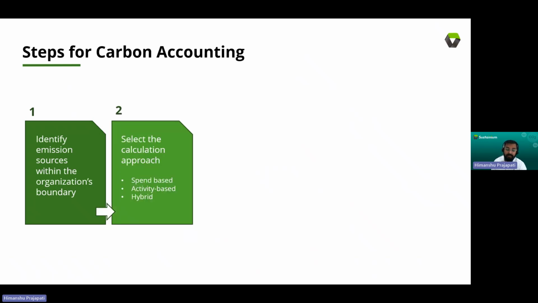Thereafter, you select the calculation approach. Based on the organizational boundary and the type of activities, you will decide whether the calculation has to be spend based or activity based, or it can be both. Spend based is when you're looking at how much money you've invested in a particular activity, and then you associate that with the carbon emissions. Or you take the activity that you're doing and associate that with the emissions. You can also use both of these approaches.